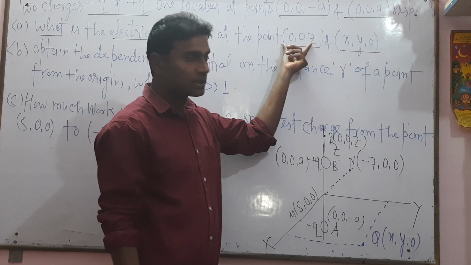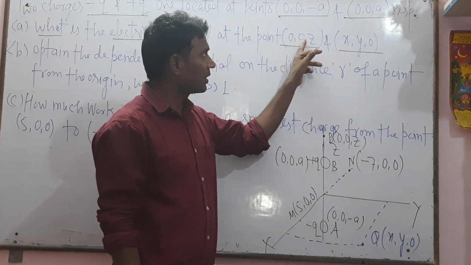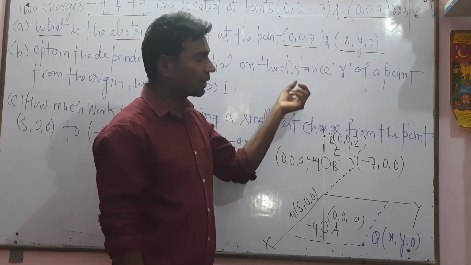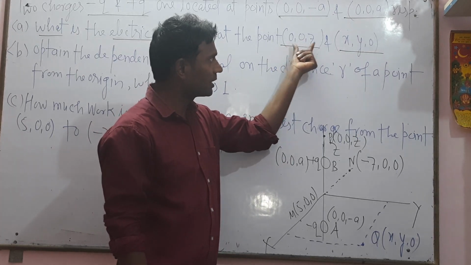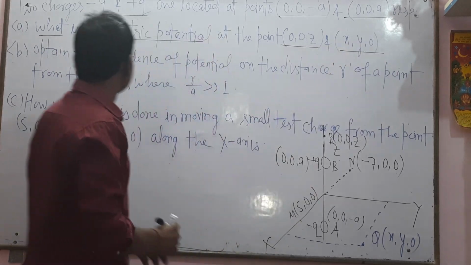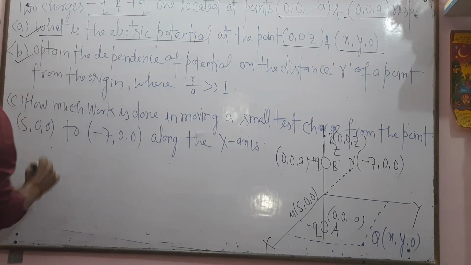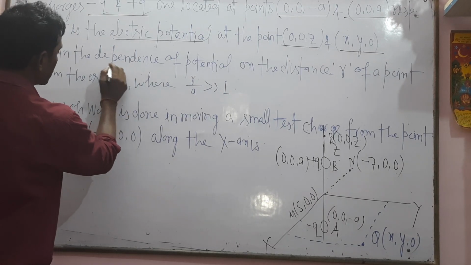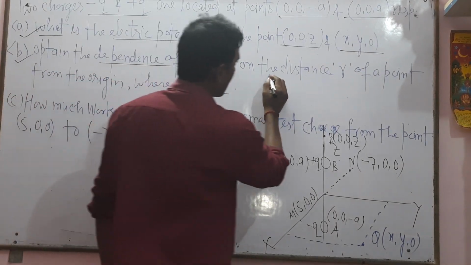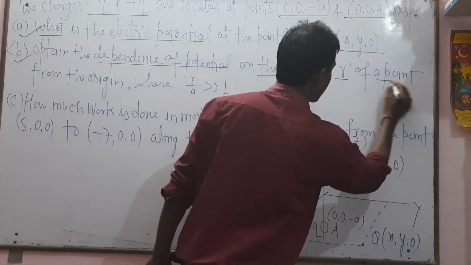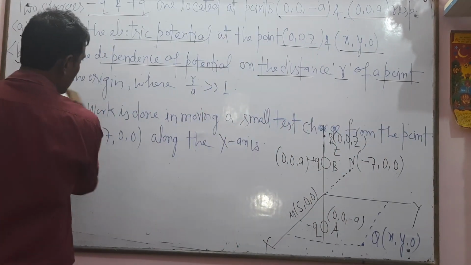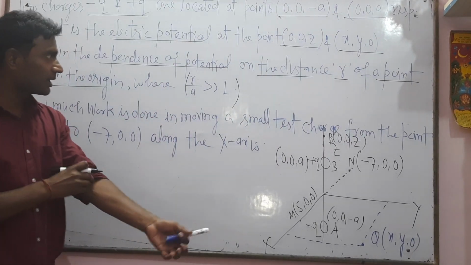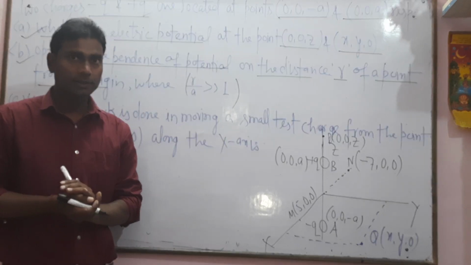So this is a point in 3D, x y z. We need the potential at two points. The first point is (0, 0, z), the second point is (x, y, z). Also we have to obtain the potential in terms of the distance small r of a point from the origin, where small r divided by small a is greater than 1.